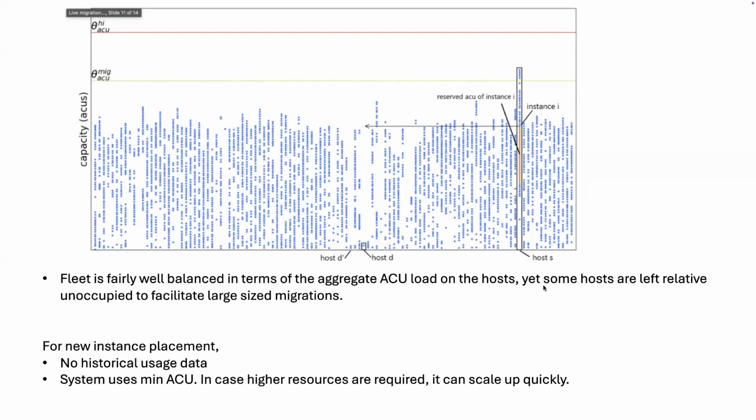So I think we are seeing that some hosts are left unoccupied to facilitate large size migration later on. And whenever a new instance of DB is coming up, for that they don't have any historical data. So in that case, the system uses the min ACU provided by the customer. And if any scaling up is required, that will go through the normal process of Aurora Serverless scaling up. It can scale up quickly. So that's how they handle new instances.